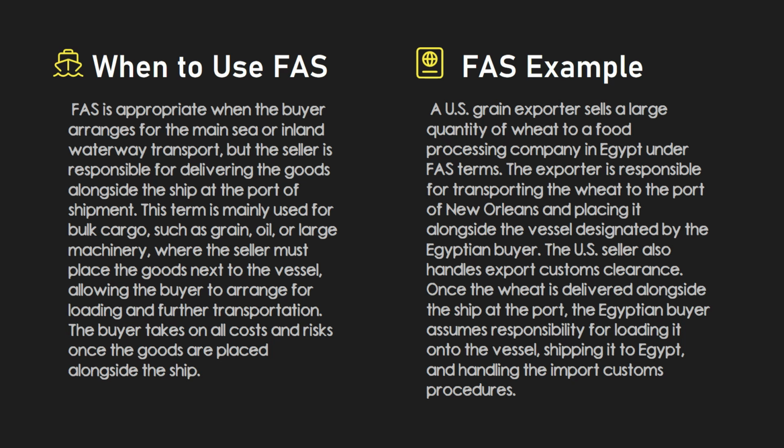For example, a U.S. grain exporter delivers wheat to a port in New Orleans under FAS. The seller ensures the wheat reaches the port and clears export customs, but the Egyptian buyer arranges loading, shipping, and import procedures. In this case, FAS is appropriate because the buyer has control over the shipping and loading process while the seller fulfills its obligation by delivering the goods to the port and handling export customs.